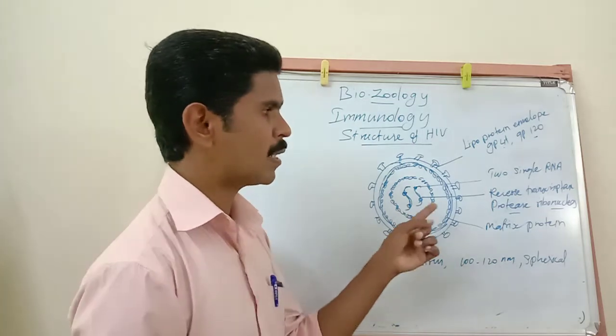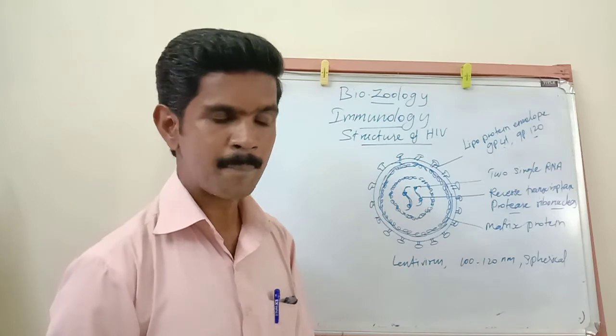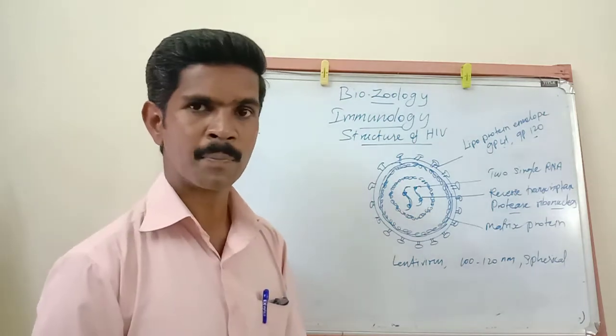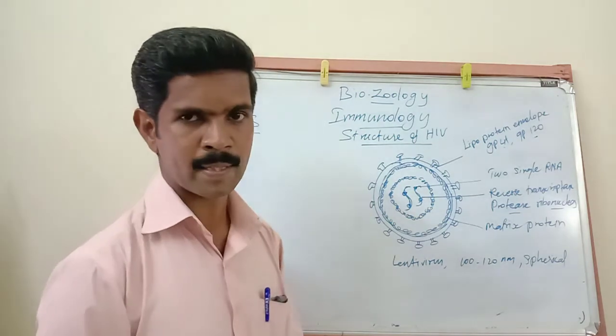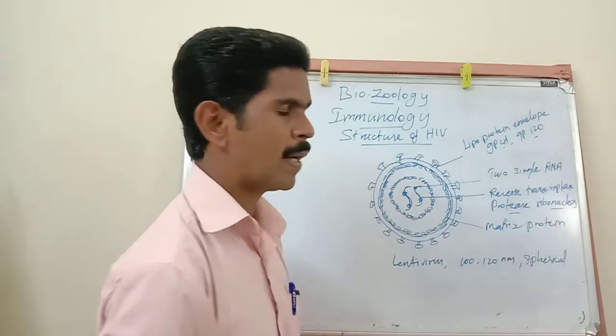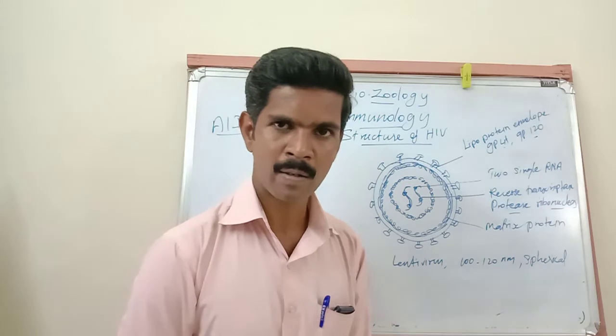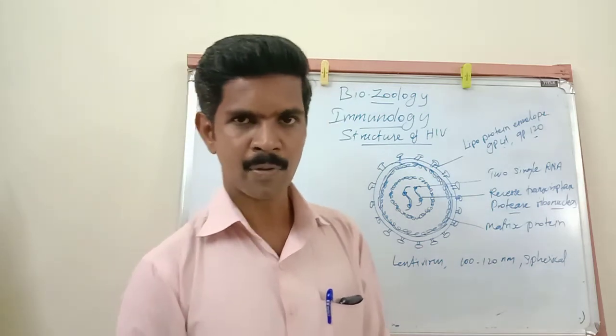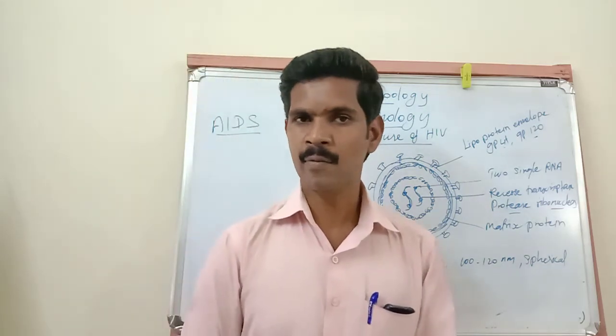It is attached with the enzyme called reverse transcriptase, and two more enzymes are there called protease and ribonuclease. Then one more envelope is there, called matrix protein. So now we completed the structure of HIV virus.